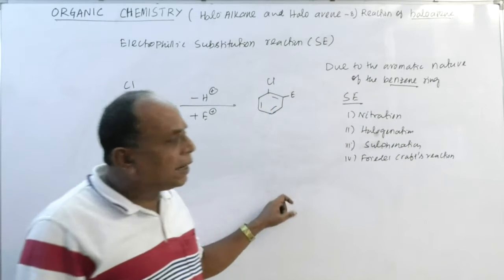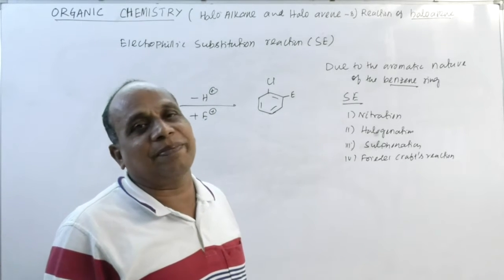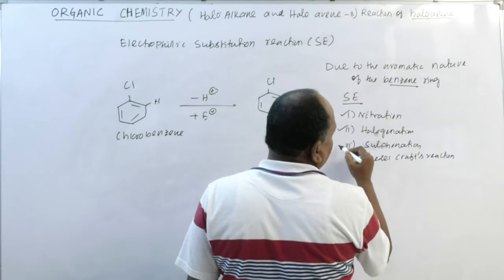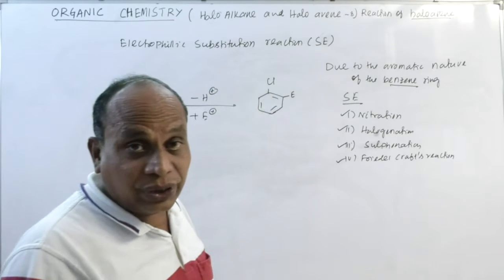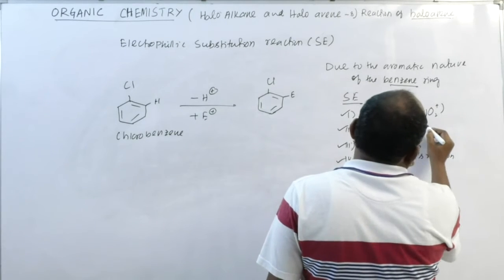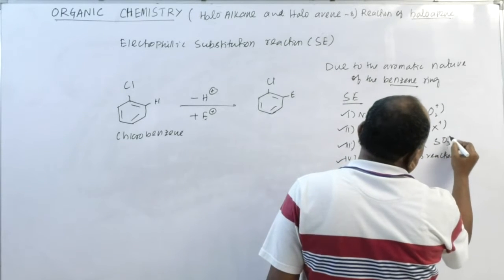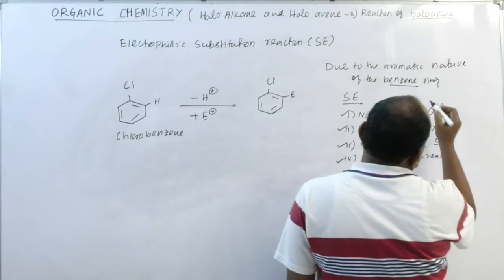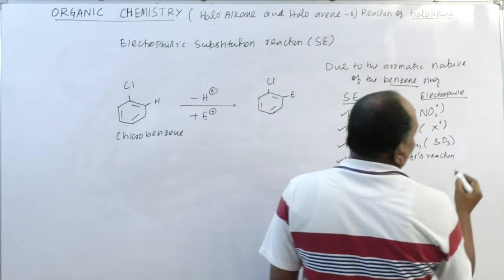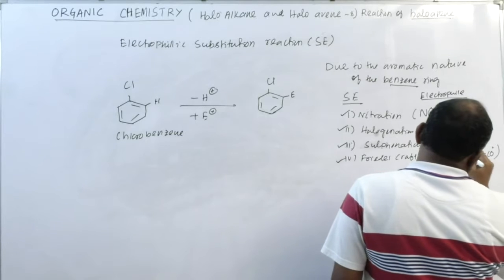We have already discussed this reaction last year, in first year, in the benzene chapter. Like benzene, it undergoes nitration, halogenation, sulfonation, and Friedel-Crafts reaction. In nitration, the electrophile is NO2 plus. In halogenation, the electrophile is X plus. In sulfonation, the electrophile is SO3. And in Friedel-Crafts reaction, the electrophile is R plus or RCO plus.